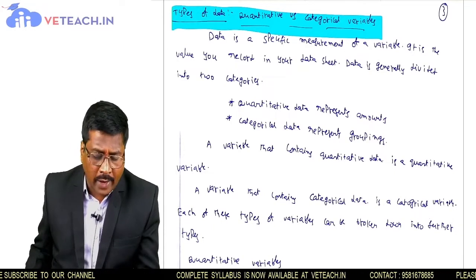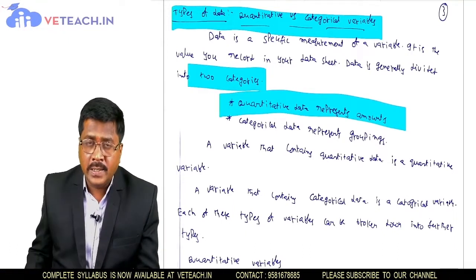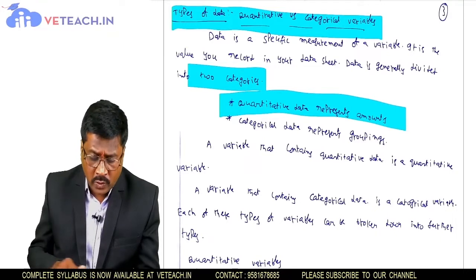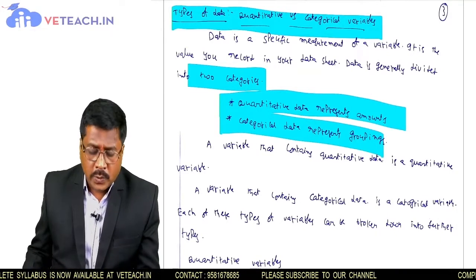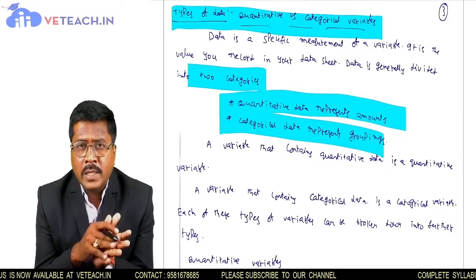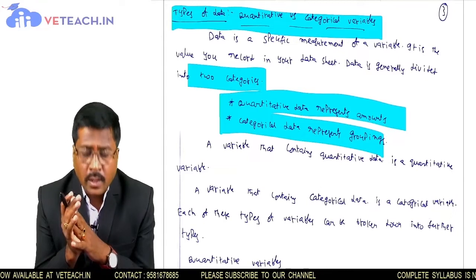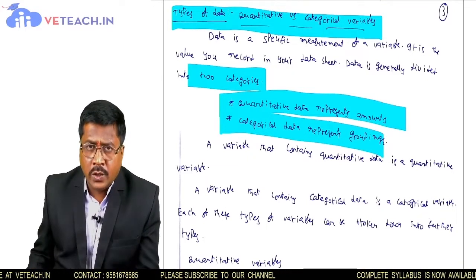Data is generally divided into two categories. One is quantitative data, which represents amounts, and the categorical data represents grouping. So whatever information you have collected from both the primary sources and the secondary sources, or the secondary data, you can categorize it into two parts.